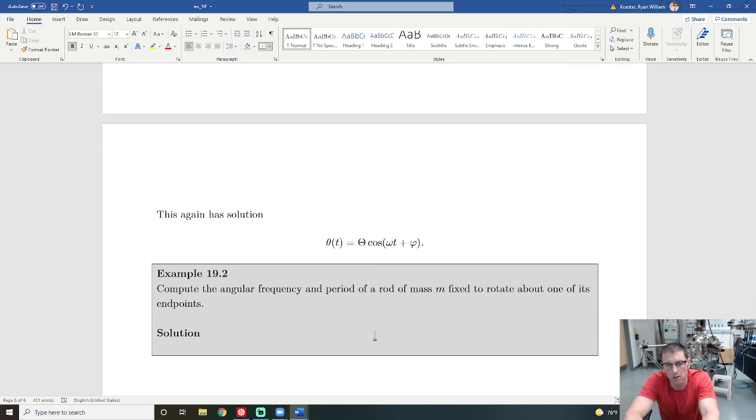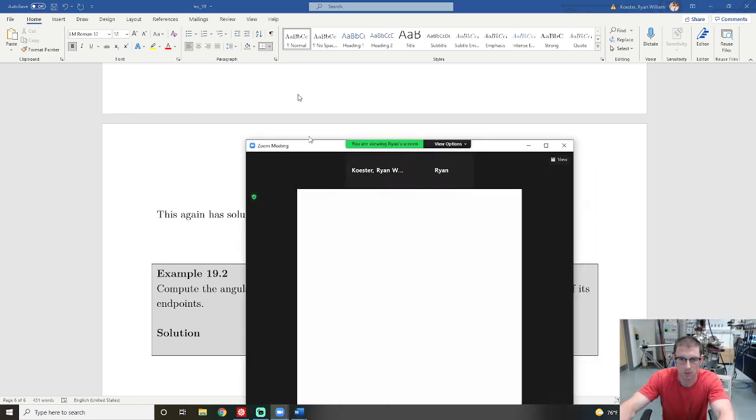Okay, so let's look at this example. This will be the last thing we do, and then we'll be done here. So we want to compute the angular frequency and period of a rod of mass m fixed to rotate about one of its endpoints. So it'd probably be a good idea to make a sketch here. So let's do that. We won't really need the sketch to solve for anything, but we'll just want to have a picture of what this looks like as we go through it.